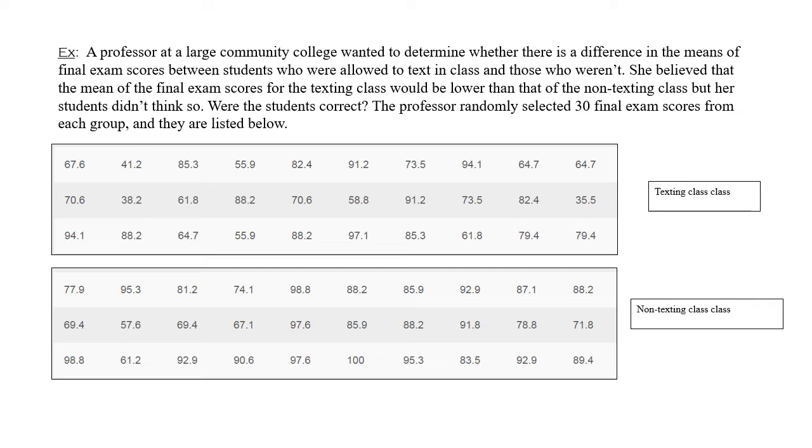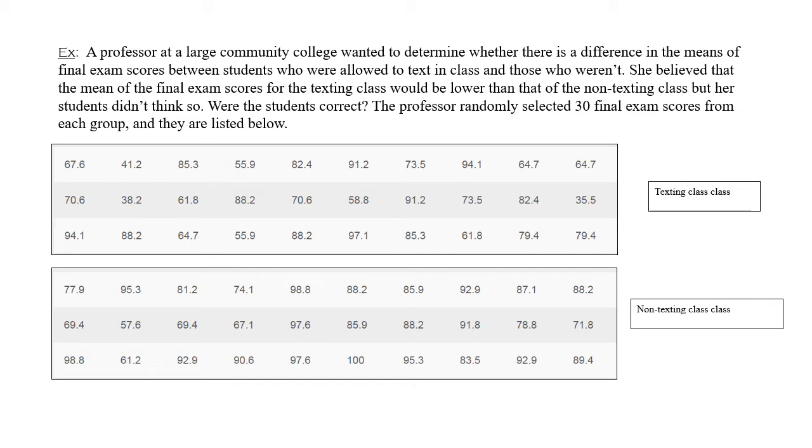So the professor randomly selected 30 final exam scores from each group. Here we've got the data from the texting class. In other words, this was the class where the students were allowed to text, and this is the class where students were not allowed to text. And what will help here is that we can use the data to input into our calculator function to help us compute the p-value and test statistic for this data.